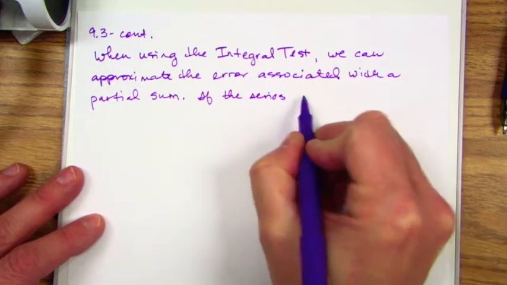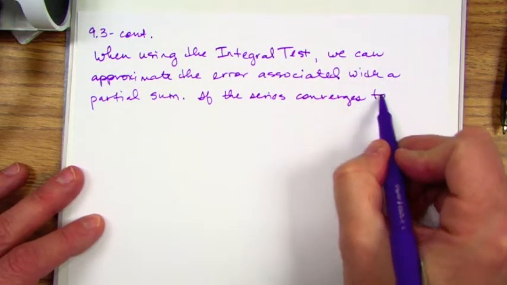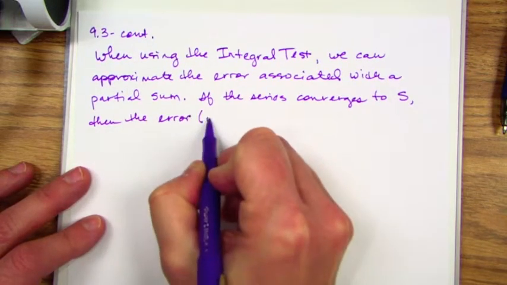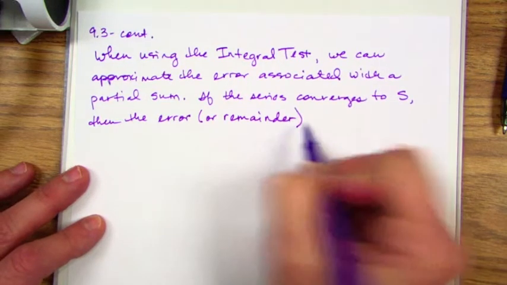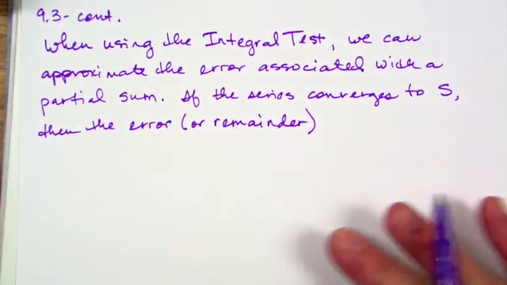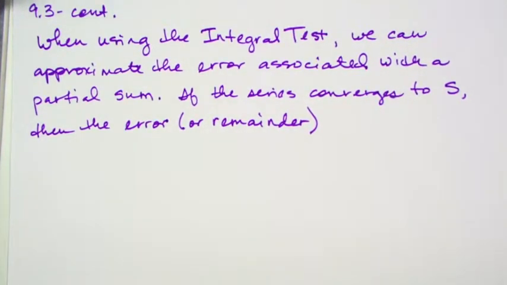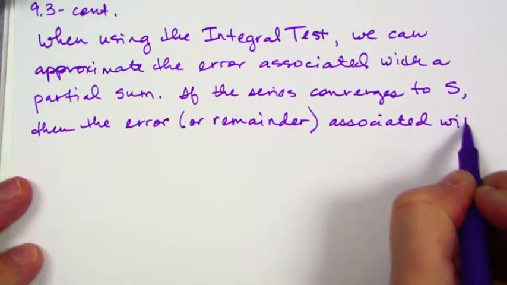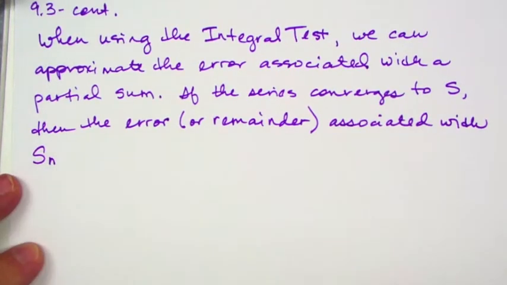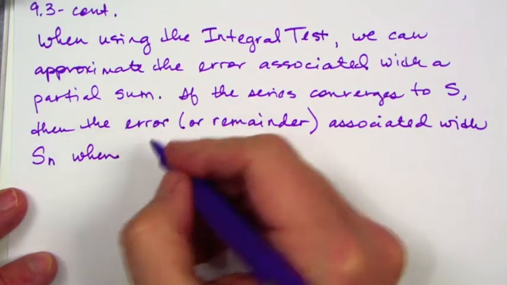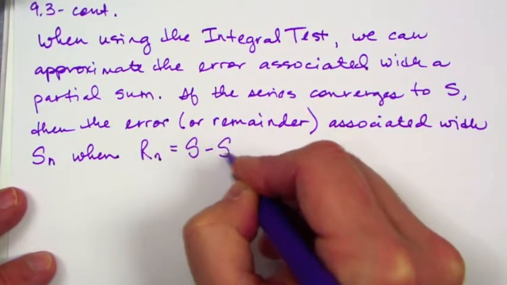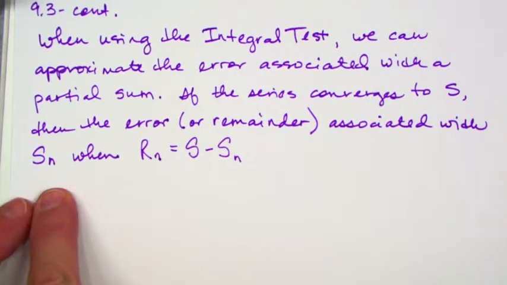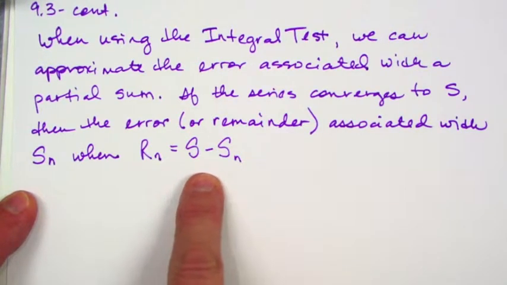If the series converges to S, then the error, and I'm going to put in parentheses, or remainder, because sometimes that's what it's referred to, the remainder, associated with S sub n, where R sub n equals S minus S sub n.